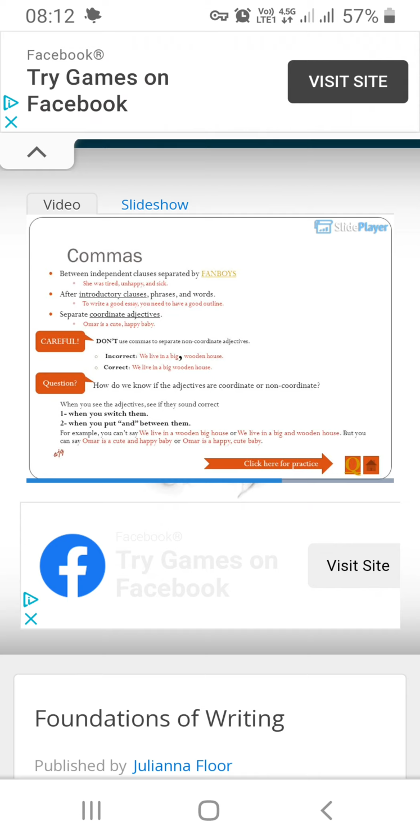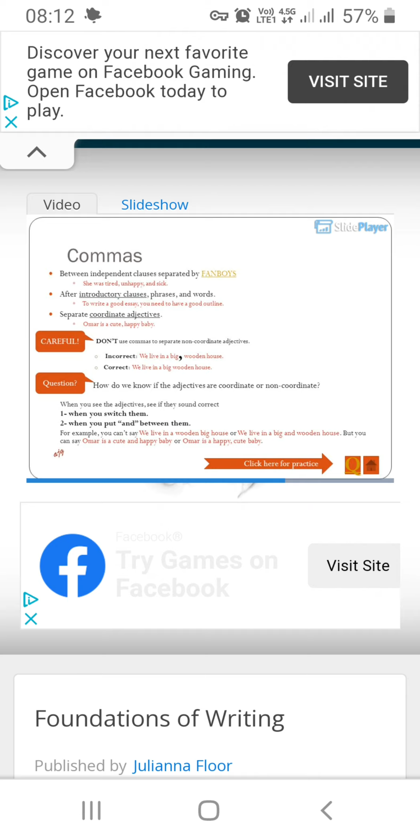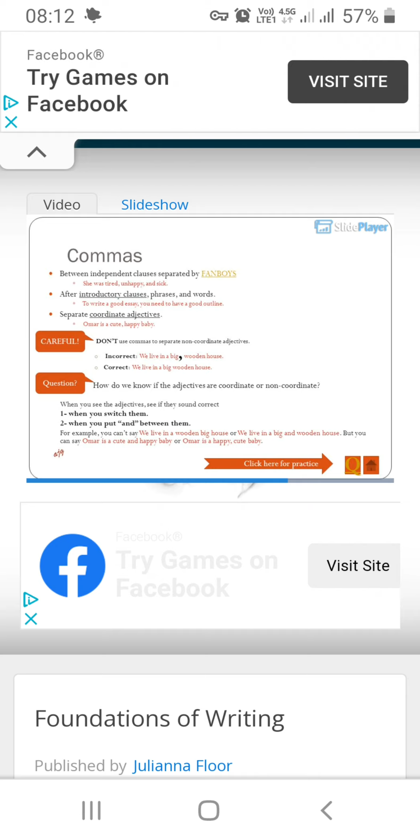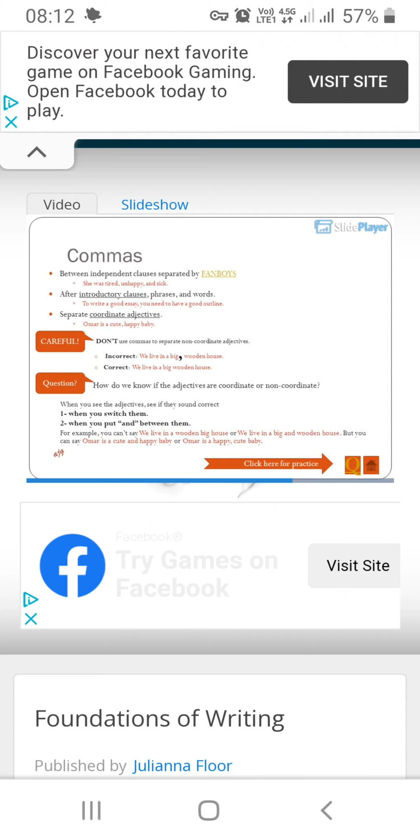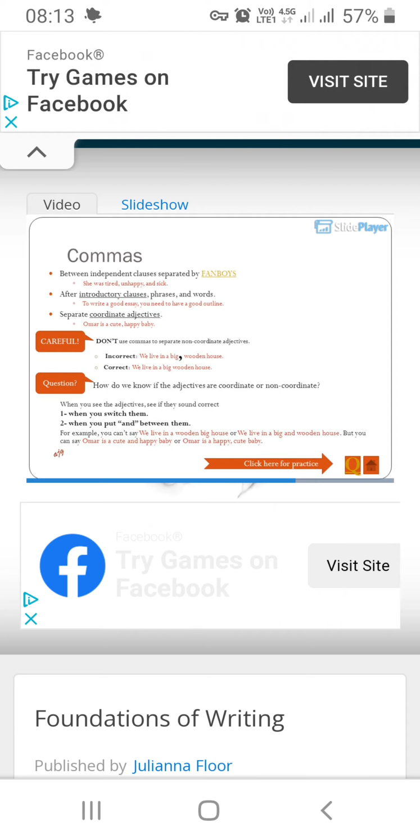Don't use commas to separate non-coordinate adjectives. Incorrect: We live in a big, wooden house. Correct: We live in a big wooden house. How do we know if the adjectives are coordinate or non-coordinate? When you see the adjectives, see if they sound correct.